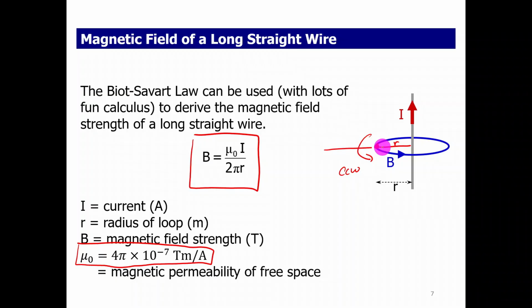If I pick a radius that is twice as far out, because my r is in the denominator, my magnetic field is going to be weaker. A bigger r is going to give a weaker magnetic field. In fact, if I have 2 times the r, I'm going to get half of the magnetic field. Now, current is on top. So if I were to have 2 times the current, I would end up with 2 times the magnetic field.